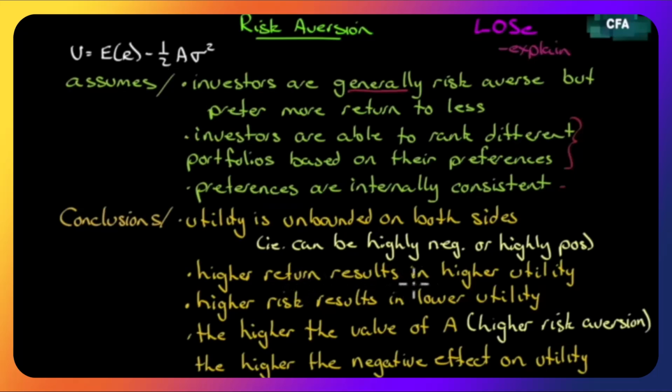Higher return results in higher utility. Yes, we all want more. Higher risk results in lower utility. The higher the value of A, in other words, the more risk averse you are, the higher the negative effect on utility, which is true. So given one investment and two investors, one with a higher level of A, or more risk averse, would get less utility out of the same investment than somebody else who is more risk tolerant.